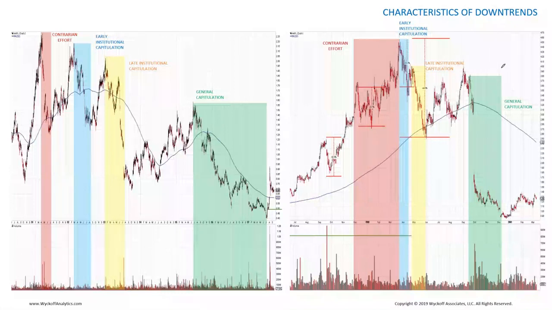From Simon: does this mean that with general capitulation we wouldn't necessarily see the down move with increased volume?